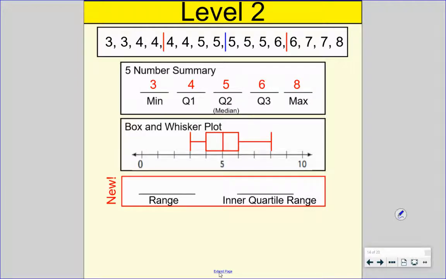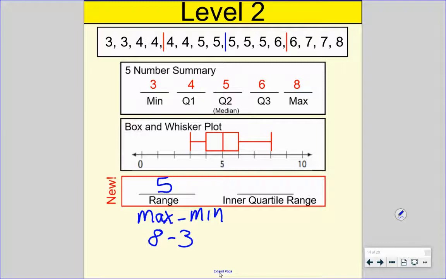Okay, so the range is how far it is from the maximum to the minimum. So we write it as the difference between our maximum and minimum. So here, I'm going to write maximum minus minimum. And up here, our maximum number was 8, subtract 3, so our range is 5. That's the range of your data, from your largest to your smallest, okay?